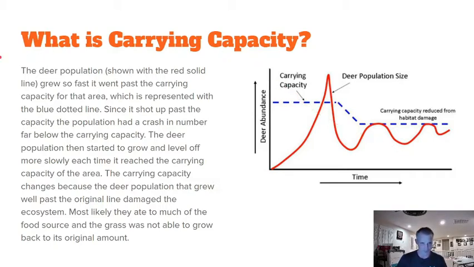So in this case, the deer population, which is shown in the red line, as I just mentioned, grew so fast that it went past carrying capacity, which is represented by the dotted line. Since it shot up past carrying capacity, a population crash had to bring it back down to level, as we mentioned. So then the deer population will start to grow again and level off. And most likely, this is looking at a food source. So it says down at the bottom, most likely they ate much of the food source and the grass was not able to grow back to its original amount, so it lowered carrying capacity. Okay? All right.